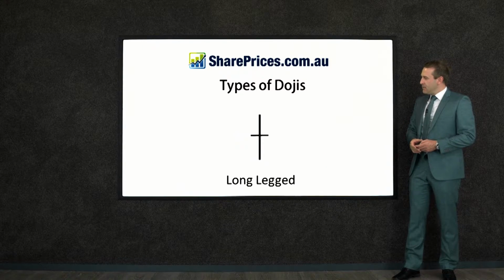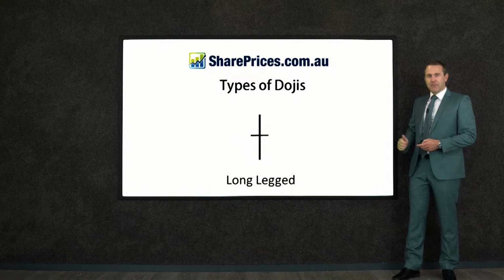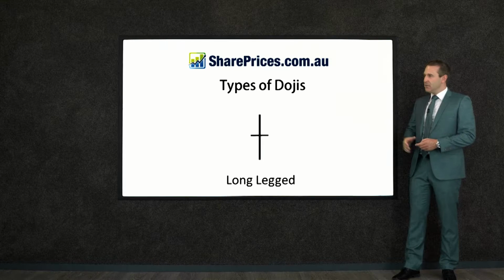In review, there we go. It is the long-legged doji. It looks like a lowercase t. There is a wick at the top, wick at the bottom, but opening virtually identical right there in the middle.